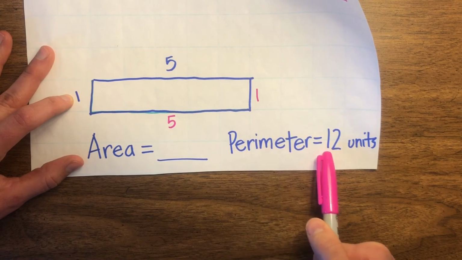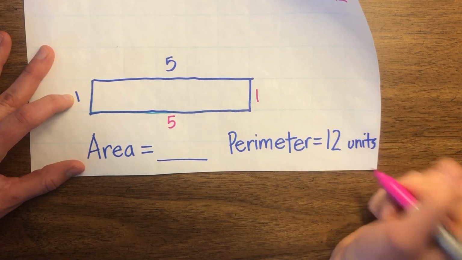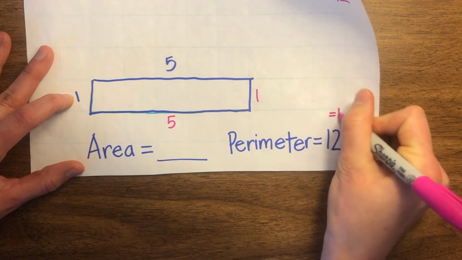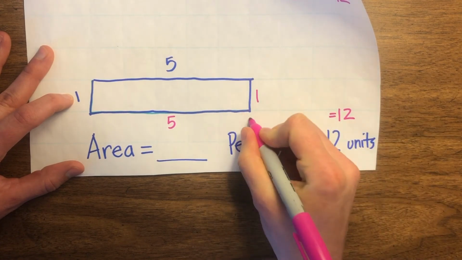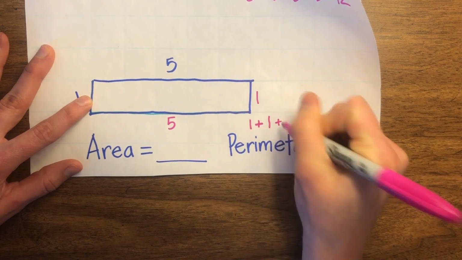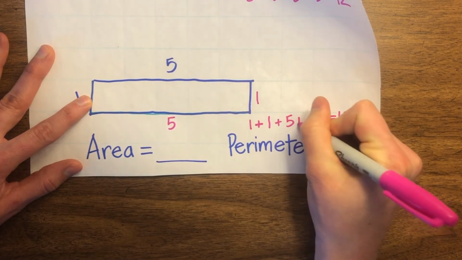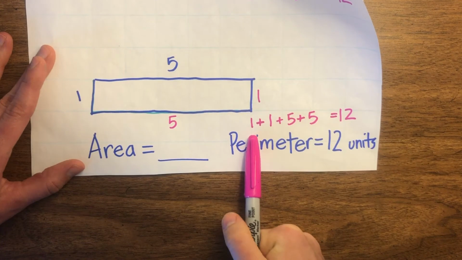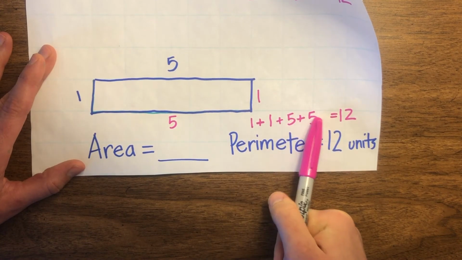We can check that by looking at the perimeter. The perimeter is 12 units. That means I probably did 1 plus 1, both of these sides, plus 5, plus 5. 1 plus 1 plus 5 plus 5 is 12.